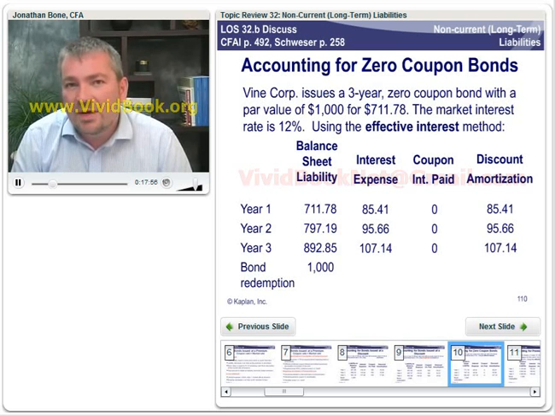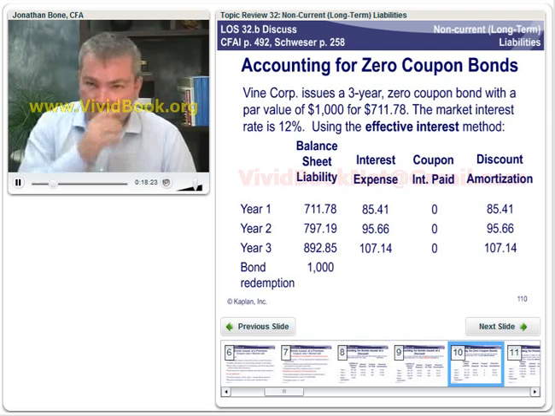Vine Corporation has got a 3-year zero coupon bond, ZCB, par value of $1,000, and they've issued for $711.78 with the market rate of 12. Okay, again, you could compute that market rate if you want. $1,000 is your future value. 711.78 negative is your present value. 3 is N. Leave payment as 0. Compute IY, and you get 12.